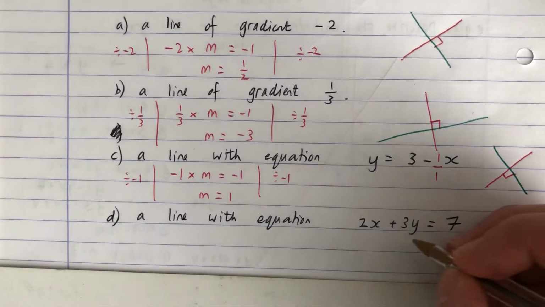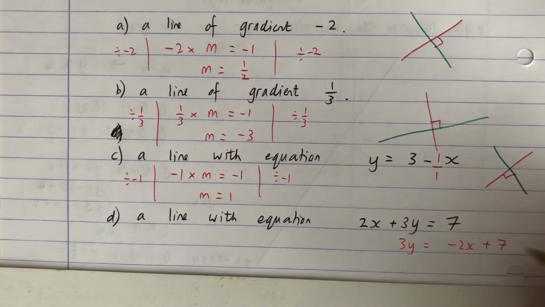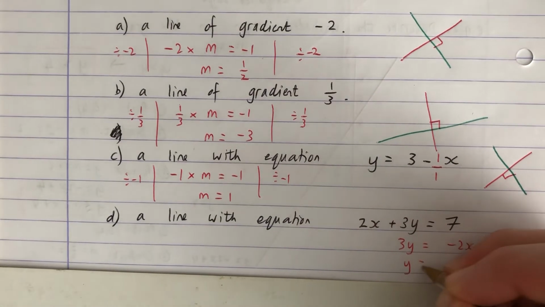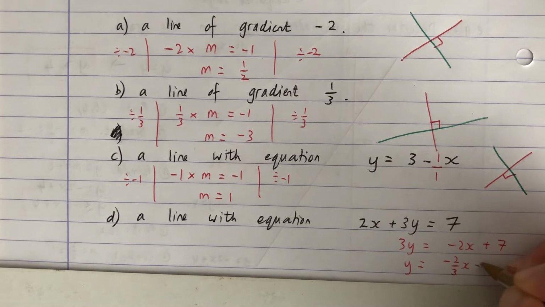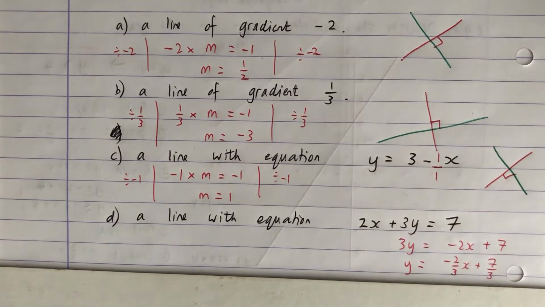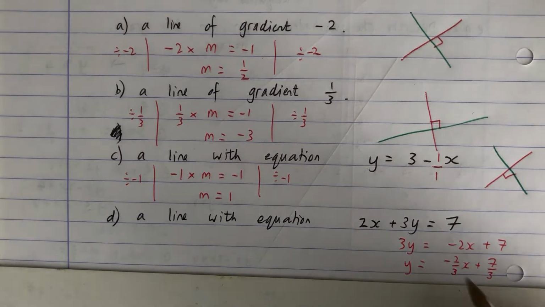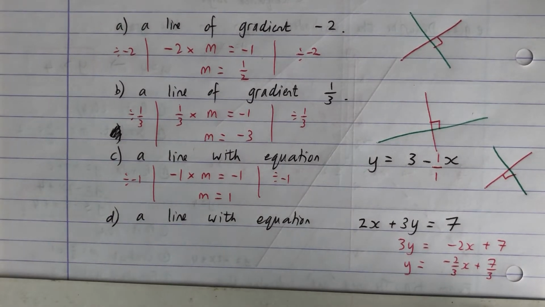So you can do that by subtracting 2x, and then you can do that by dividing by 3, like so. And then what would the gradient of this line be based on that? There's enough information written down for you to work out the gradient of this line. It's -2/3.